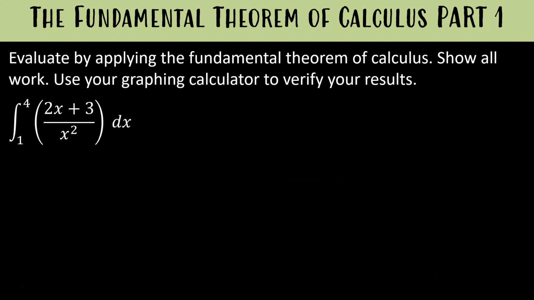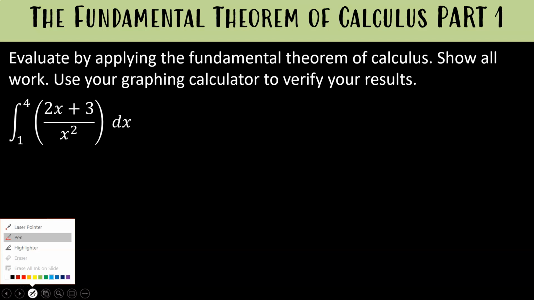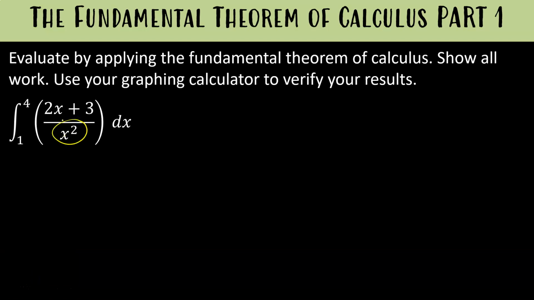Okay, so what about the definite integral from 1 to 4 of 2x plus 3 over x squared dx? Well, hopefully your eyes are already drawn to this x squared. 2x plus 3 over x squared isn't continuous everywhere. Definitely not continuous at x equals 0. Definitely not differentiable at x equals 0. But it is continuous and differentiable everywhere on 1 to 4. So we don't really have to worry about that stuff.